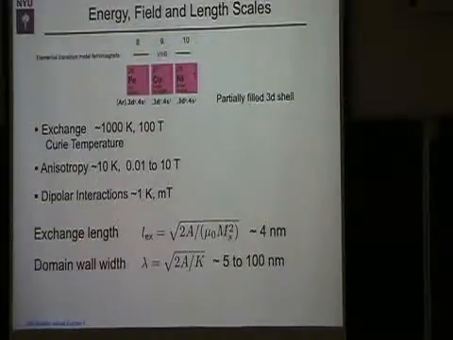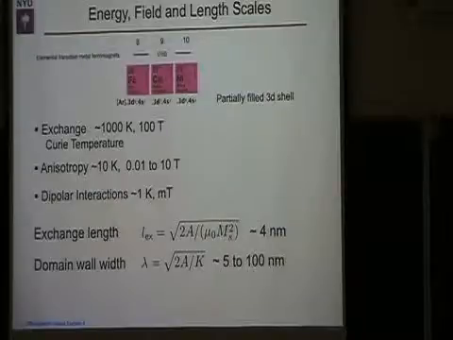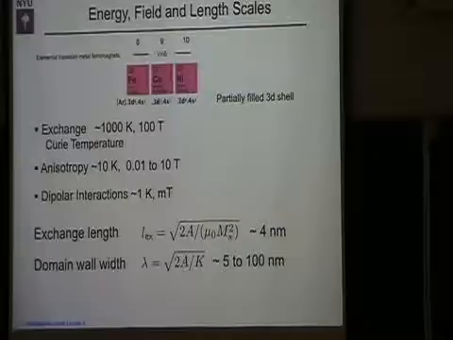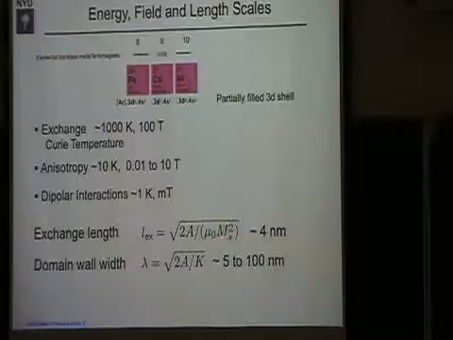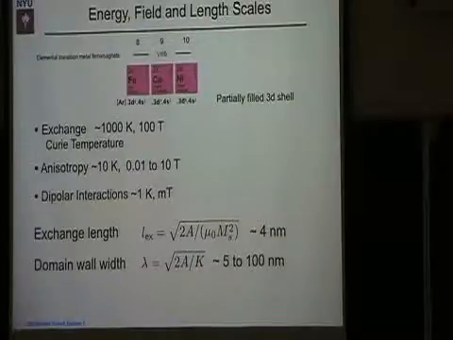So if you look at the length scales that come out of this, you find an exchange length on the order of 4 nanometers. So you're talking about 4 nanometers, about 20 atoms wide. That's about the scale over which the magnetization can vary in these ferromagnets. So that's many atomic sites. It seems reasonable that a continuum description should apply. And the domain wall width can vary from 5 to hundreds of nanometers. It's about 50 or 100 nanometers in a soft magnetic material like nickel iron. So that's about the scale of the domain wall width.